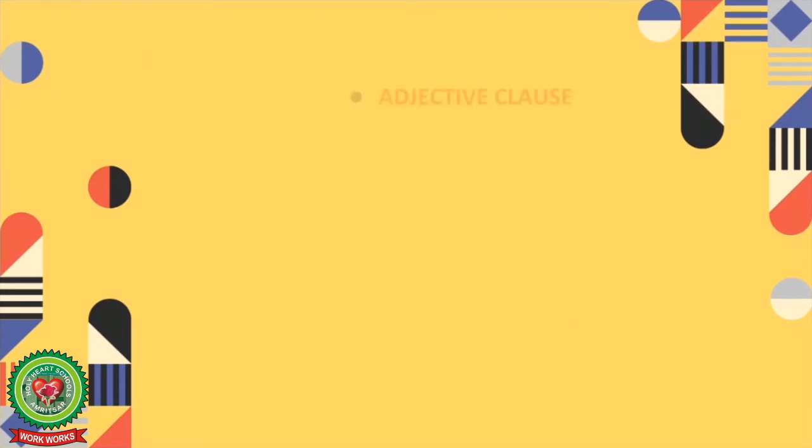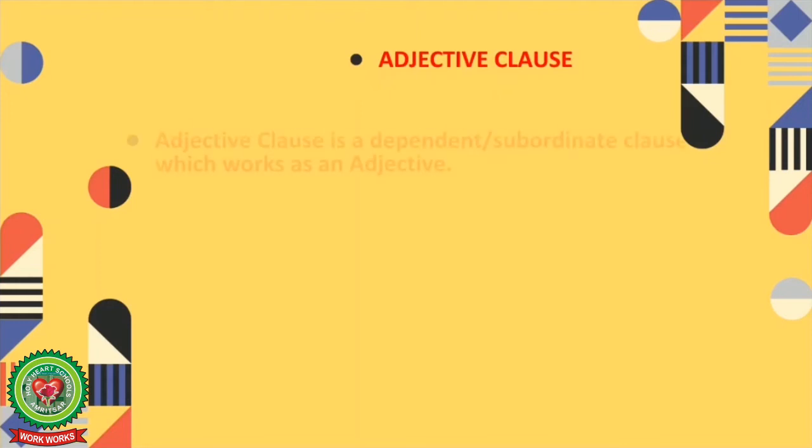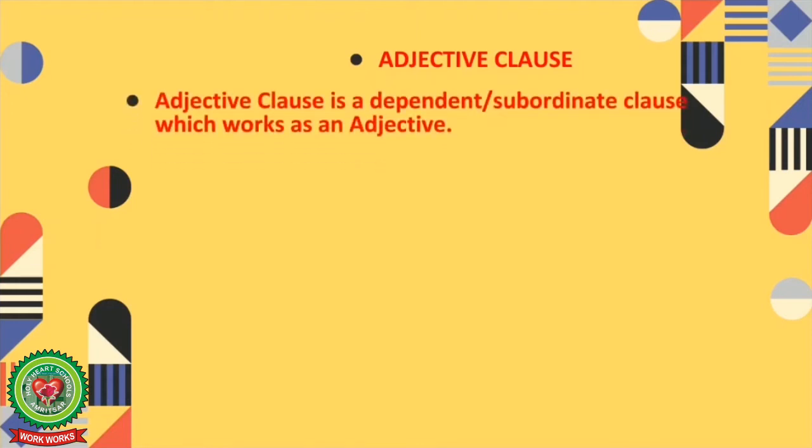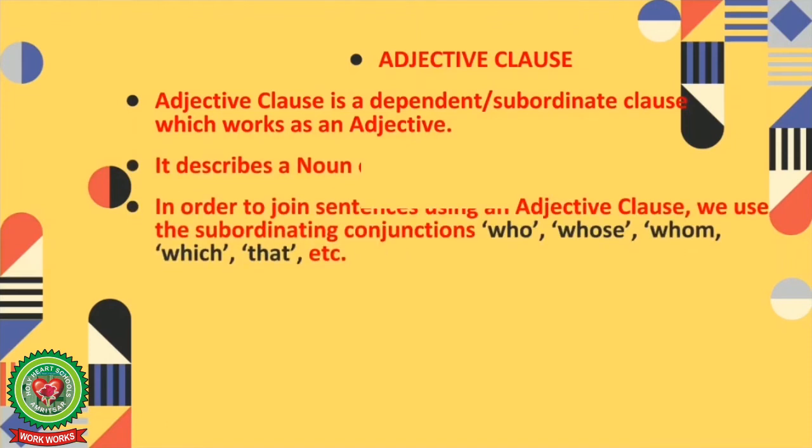Now let us proceed to combination of sentences using an adjective clause. Children, an adjective clause is a dependent or subordinate clause which works as an adjective. It describes a noun. In order to join sentences using an adjective clause, we use the subordinating conjunctions who, whose, whom, which, that, etc.